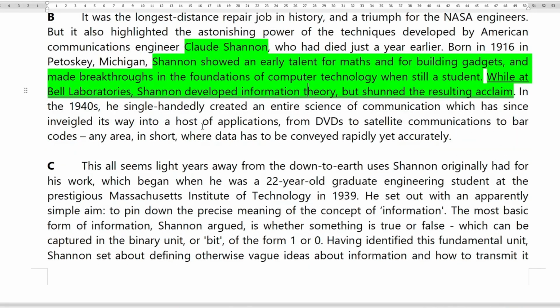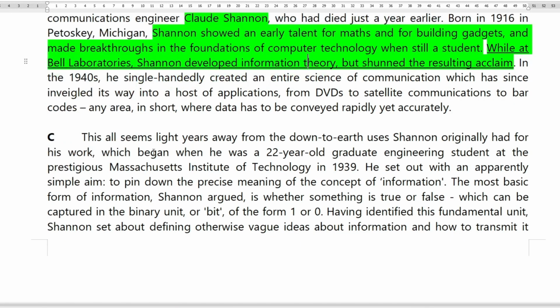Now we have C. This all seems light years away from the down-to-earth uses Shannon originally had for his work, which began when he was a 22-year-old graduate engineering student at the prestigious Massachusetts Institute of Technology (MIT) in 1939.